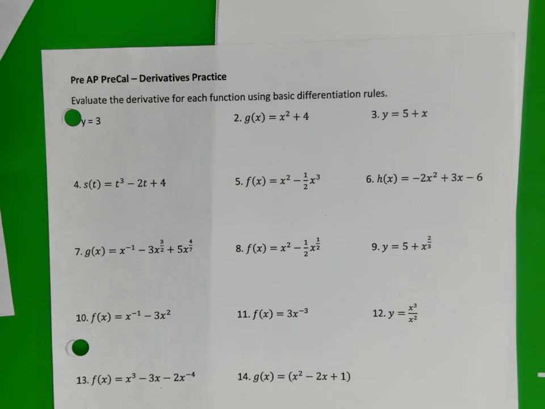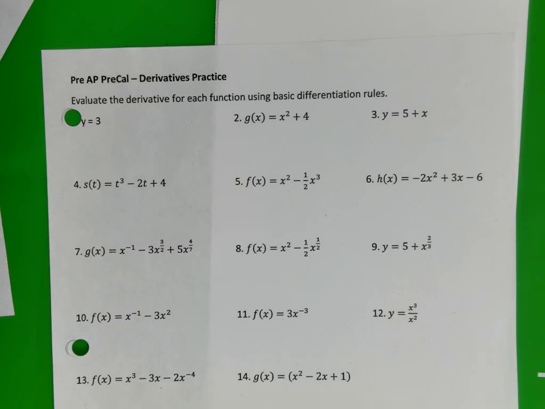Number 7, g prime of x is equal to what? Caroline? Negative 1 over x squared minus. Very good. Let's start right there. We're going to take one at a time because this is a long one. Negative 1 over x squared. Continue. Minus 9 halves square root of x. The square root of x on bottom.